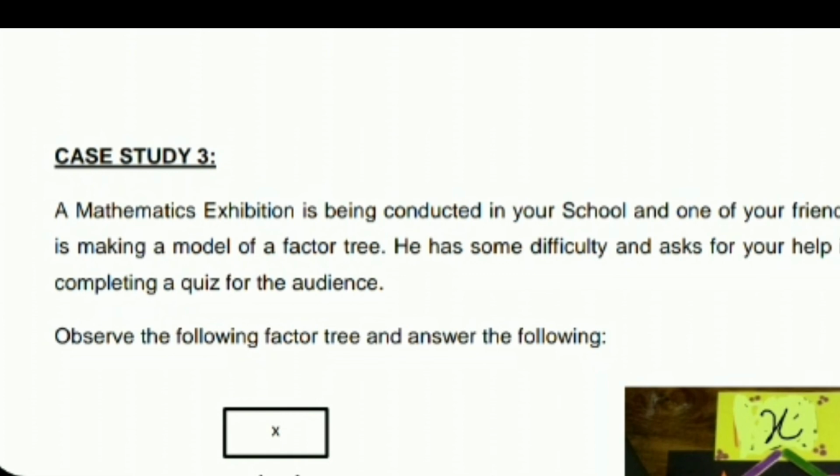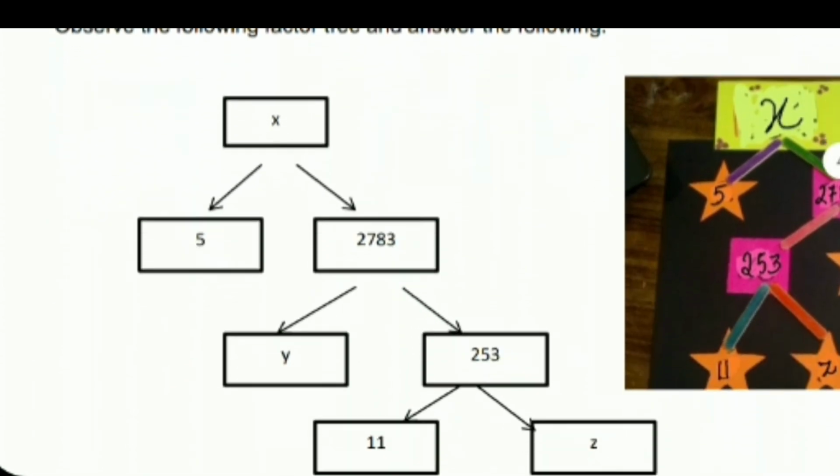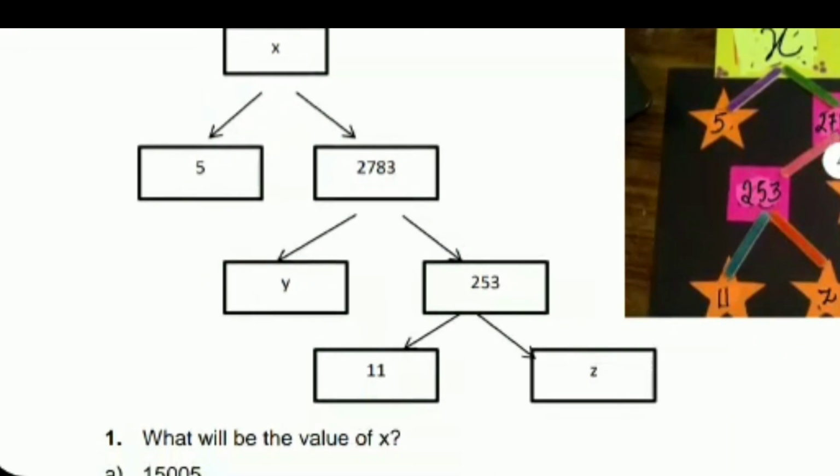A mathematics exhibition is being conducted in your school, and one of your friends is making a model of a factor tree. He has some difficulty and asks for your help in completing a quiz for the audience. Observe the following factor tree and answer the following. So it's very simple. You're just doing a prime factorization.